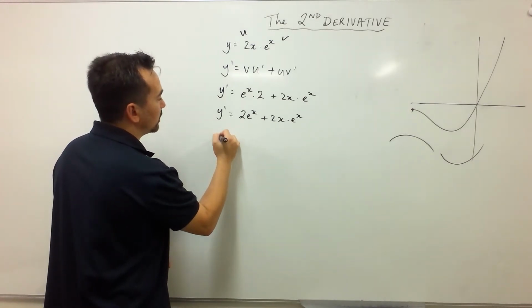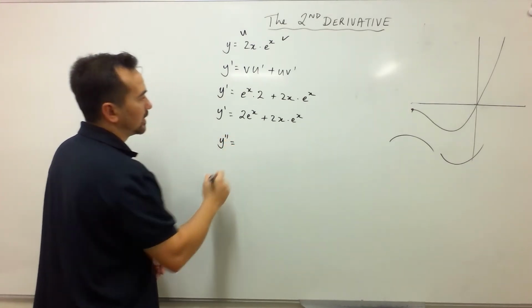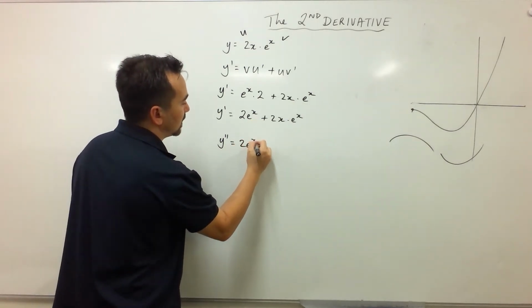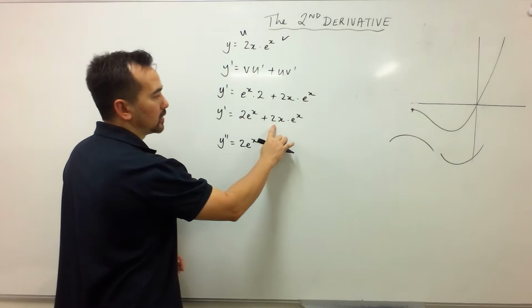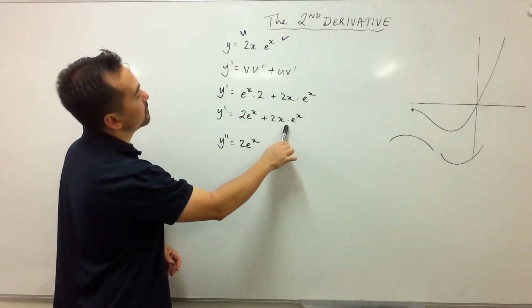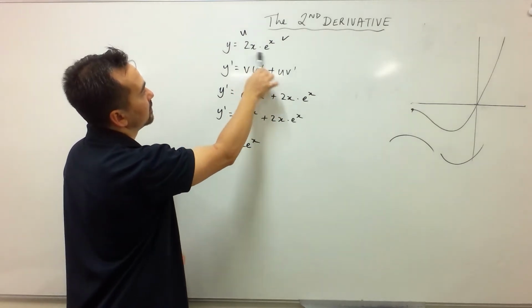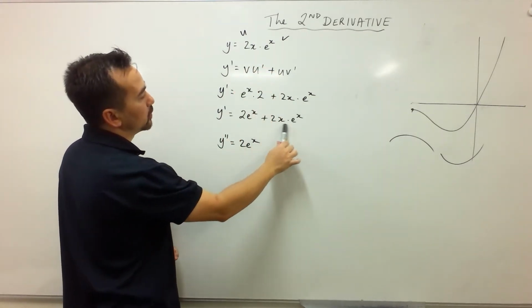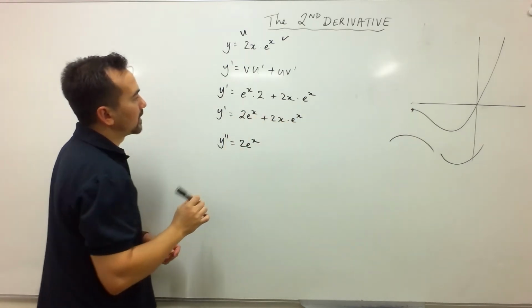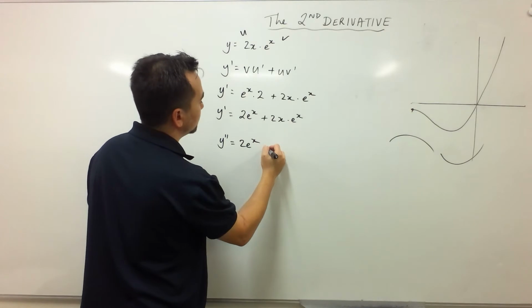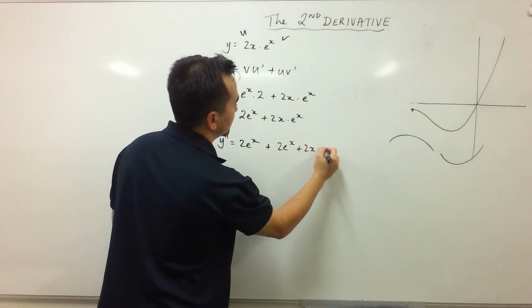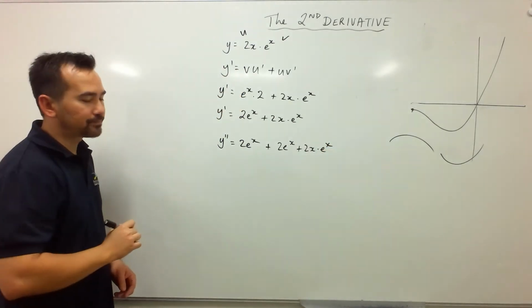The second derivative is going to be 2e to the x, and then I have to derive 2x e to the x, which is exactly the same as this here. So I already know what the derivative of this is. I wrote it just there. So it is 2e to the x plus 2x e to the x.